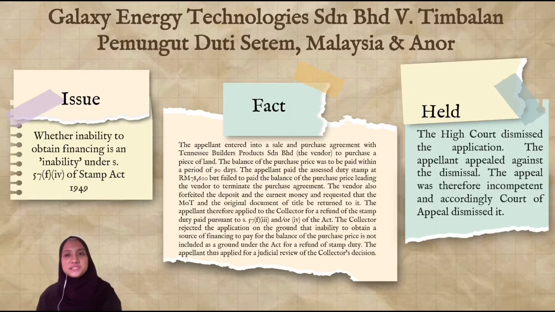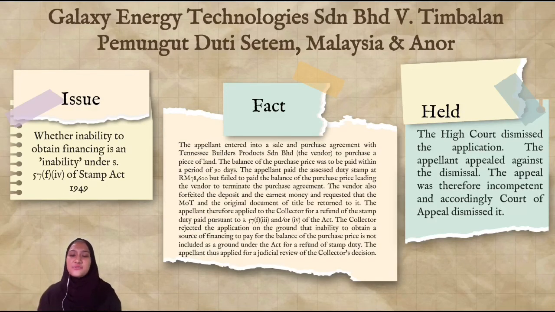The balance of the purchase price was to be paid within a period of 19 days. The appellant paid the assessor's duty stamp at RM78,600 but failed to pay the balance of the purchase price, leading the vendor to terminate the purchase agreement. The vendor also forfeited the deposit and the earnest money and requested that the MOT and the original document of title be returned to it.